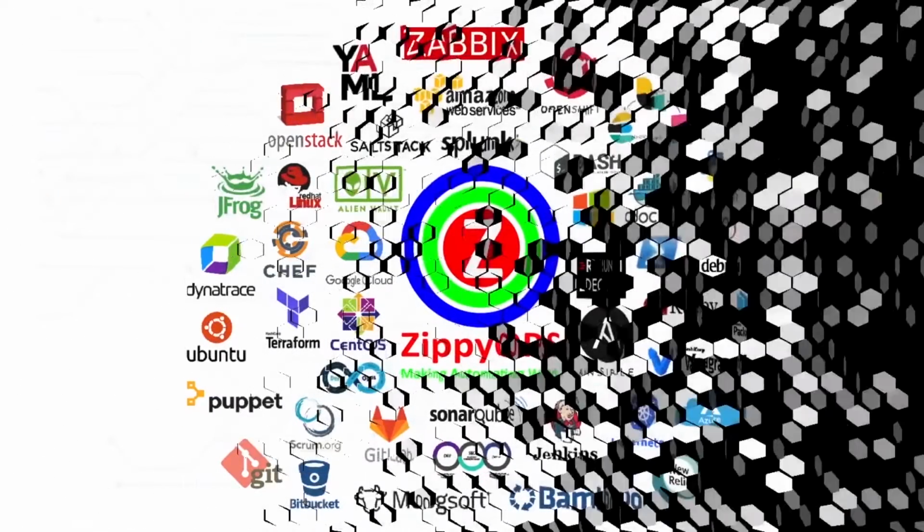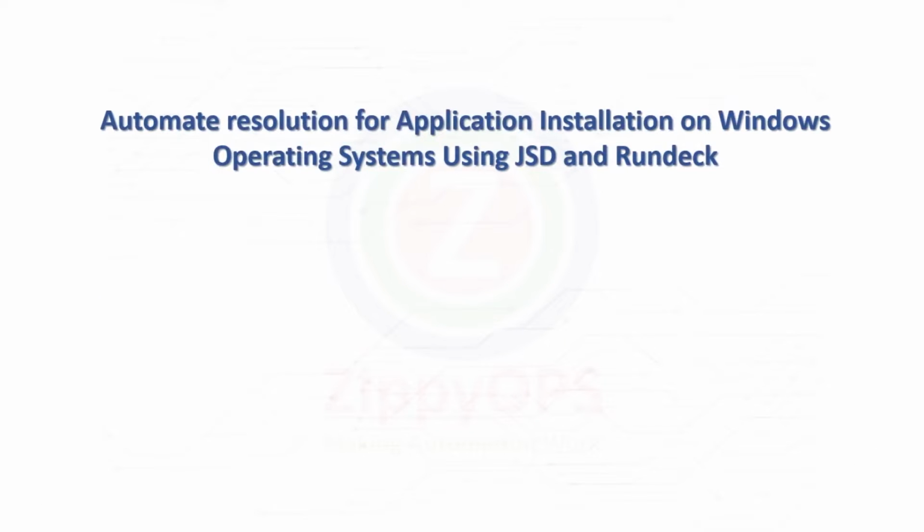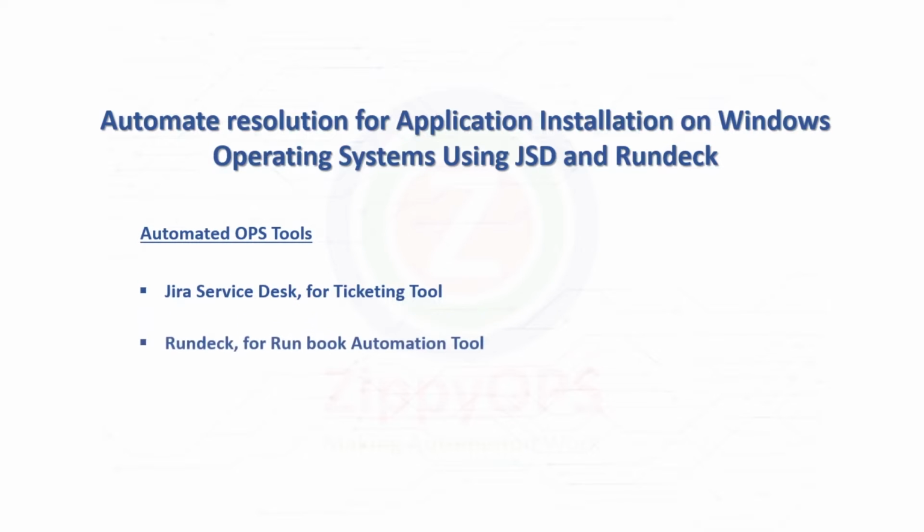Hi all, welcome to Automate Resolution for Application Installation on Windows Operating System using Jira Service Desk and Rundeck. In this video, we are going to demonstrate application installation on Windows Operating System using user request from the Jira Service Desk and resolution from the Rundeck. The tools used for this scenario are Jira Service Desk as the ticketing tool, and Rundeck as the runbook automation tool.